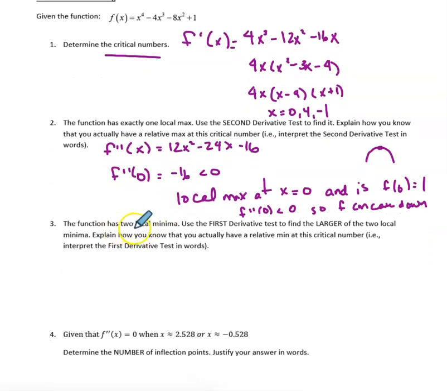So now it says the function has two local mins. Use the first derivative test to find the larger of the two. So the first derivative test tells us that we need to create a number line. So we're doing a number line analysis using f prime.